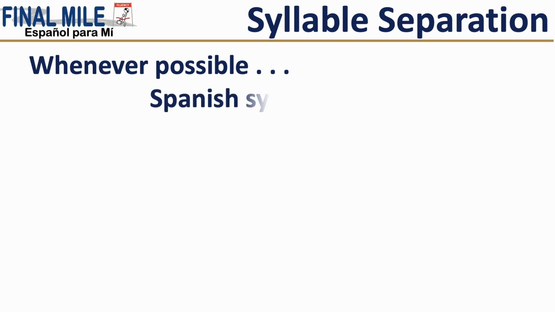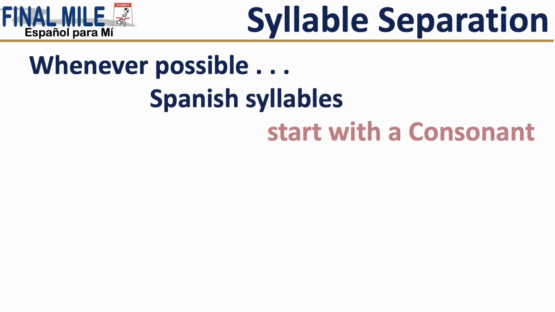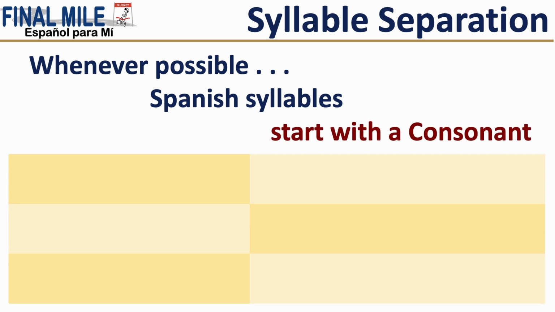Okay, first rule. Whenever possible, this means it is not always possible, Spanish syllables start with a consonant. So we want to avoid starting a syllable with a vowel. We're going to have to see this over and over again. Remember, we want this to become instinct in you. We want it to become second nature. If at all possible, you don't want to start a syllable with a vowel.